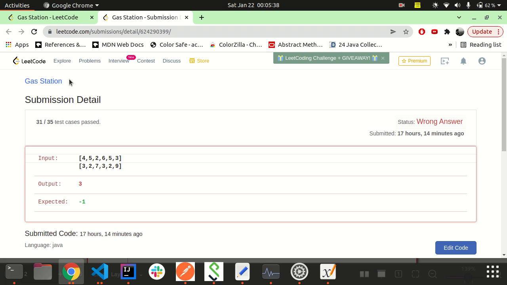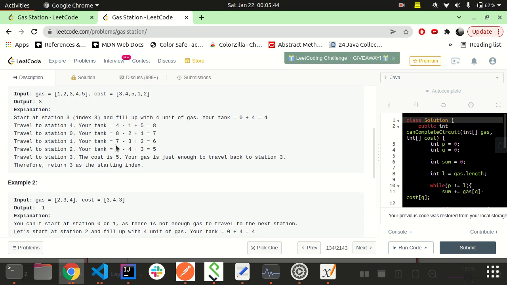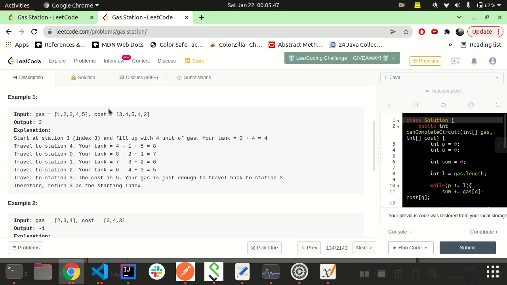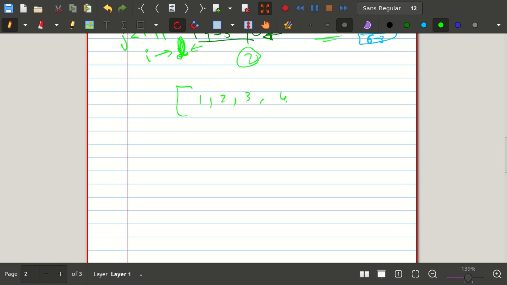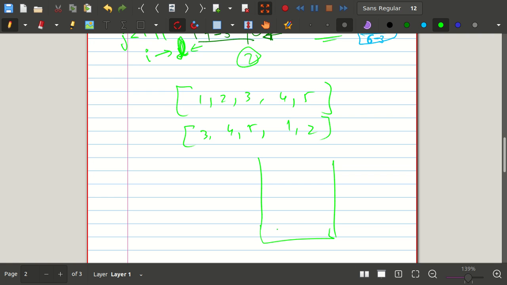So let's take one small and good case. Let's consider the same 3 4 5 1 2. I am fast forwarding again. I have chosen to fill my tank with 0 first. First of all, 1 - 3 could not be my answer, so I have moved i to j plus 1. Okay, so now I will move here.